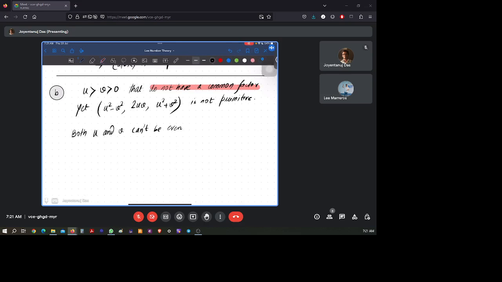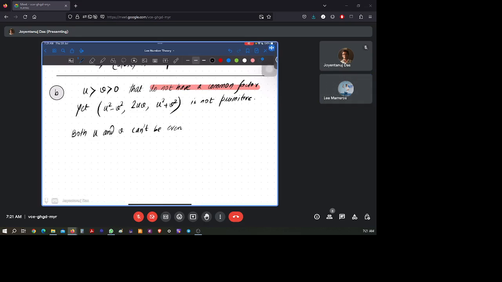So I cannot have both of them even. I'm saying that U and V, I have to find U and V such that they don't have a common factor, yet if I consider this Pythagorean triplet, it is not primitive. So U and V cannot both be even, because then they already have a common factor. So only two cases are left: both of them are odd, or one is even and one is odd.